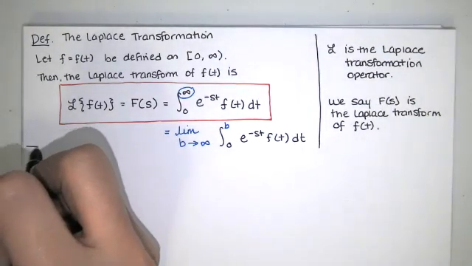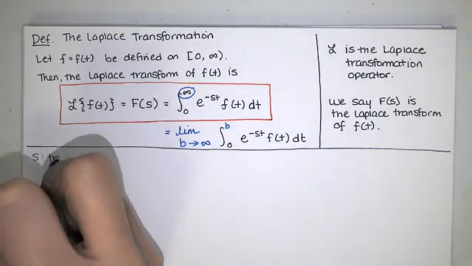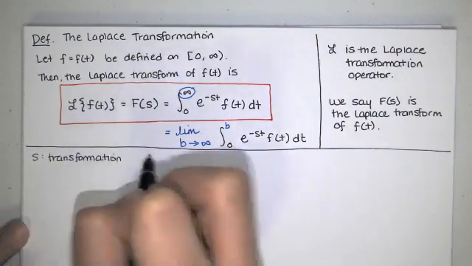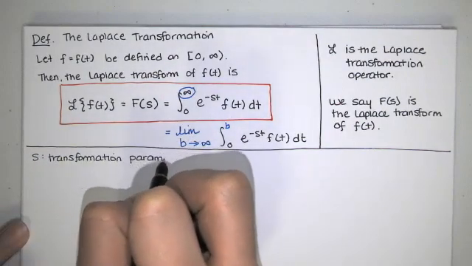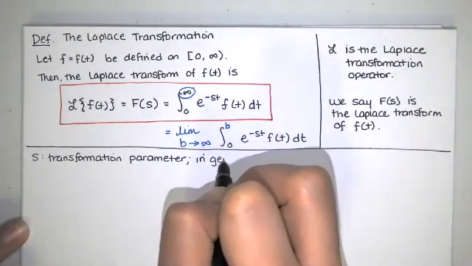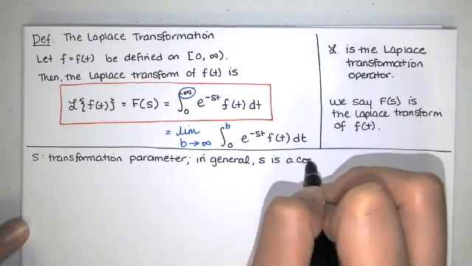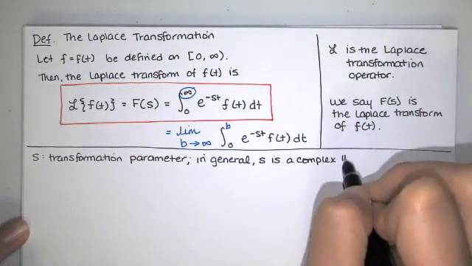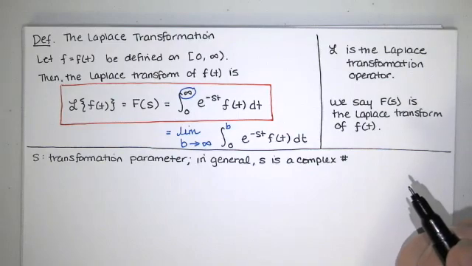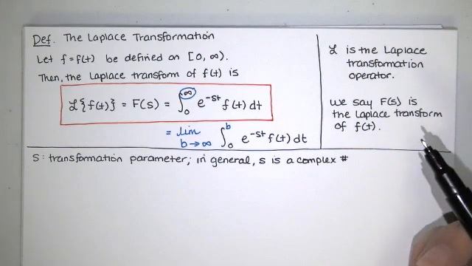Now, s is called the transformation parameter. In general, s is a complex number. So s can be written as a constant plus i times a constant, where those two constants are real numbers. But in this class, we're going to think of s as a real number.